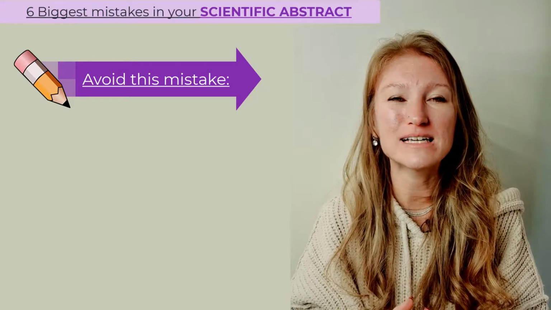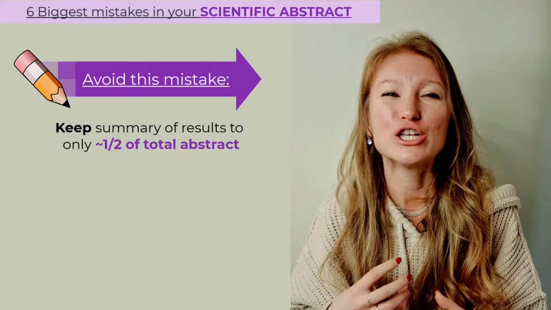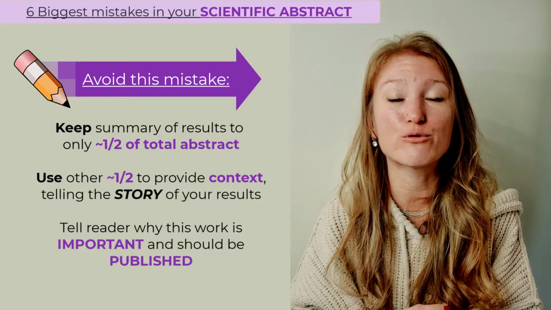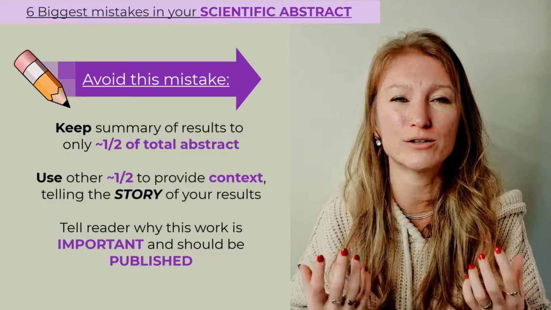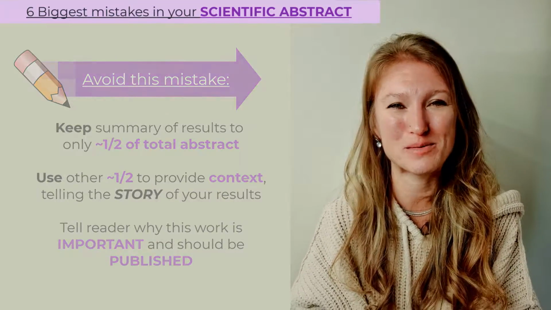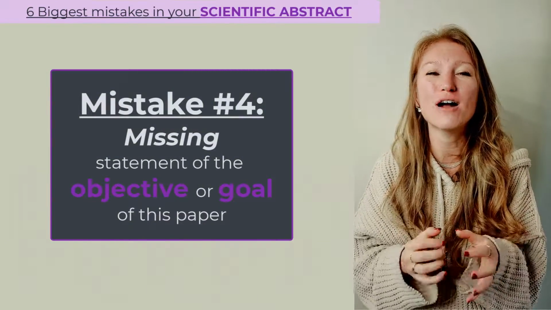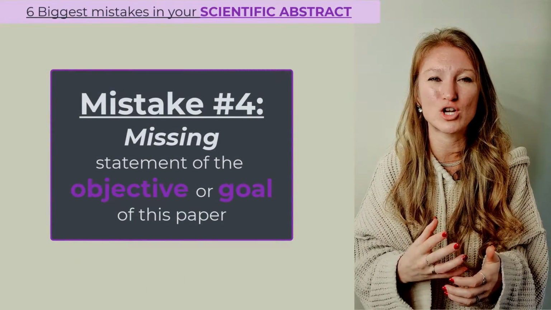If you focus on keeping that summary of your results to only about half the abstract, you can use the rest of that abstract for the context that tells the story around your results, letting the reader know why this work is important and deserves to be published. Okay, mistake number 4, not including a statement of the main objective of your paper.